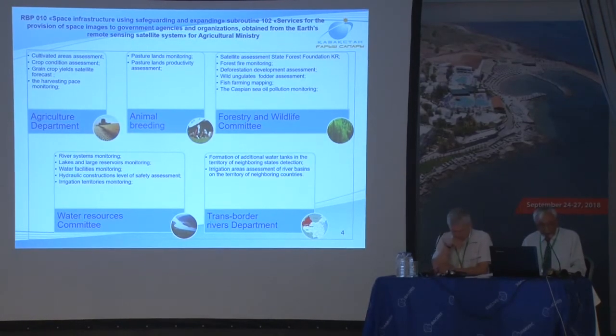So what we do is assess cultivated areas and crop conditions. We monitor harvesting pace as well. For animal breeding, we monitor pasture lands and pasture lands productivity, as well as pasture degradation.